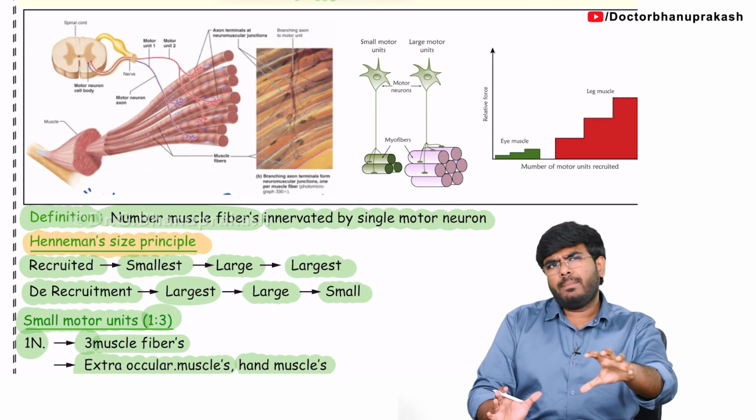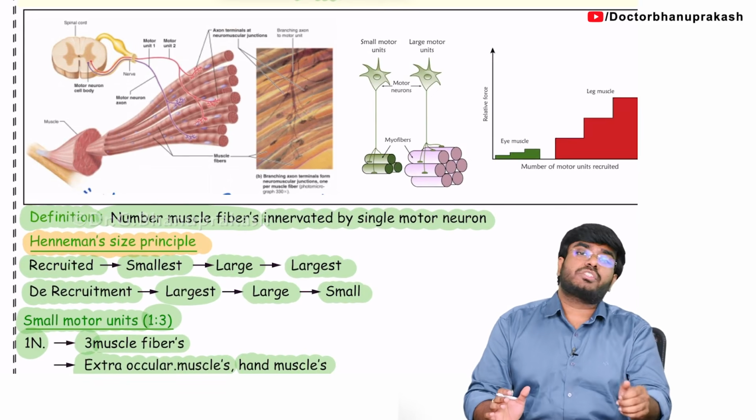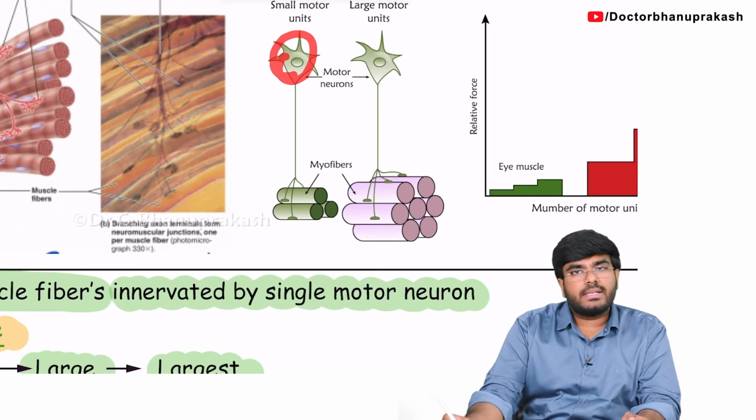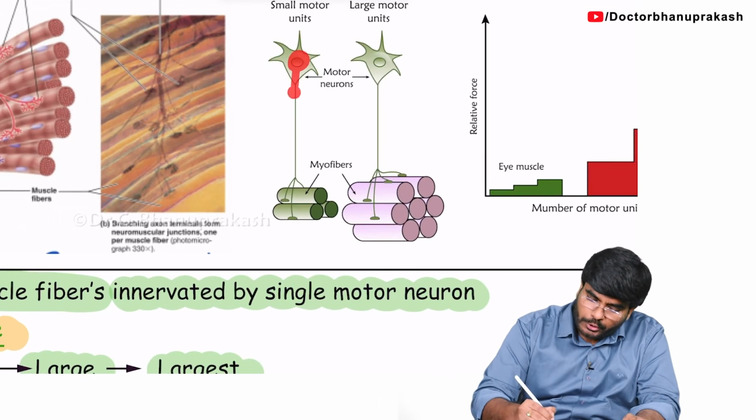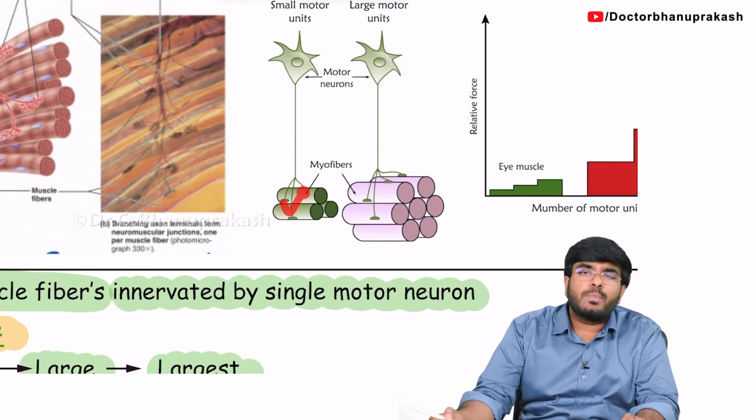Any other things which we need to consider, which determine the force generation by a muscle? For example, look here. This is one lower motor neuron. This lower motor neuron is innervating these three muscle fibers. This is a small motor unit.